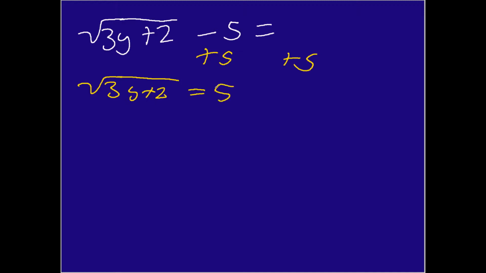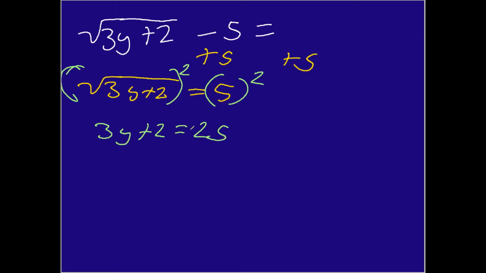Now, this is where things depart from how we normally solve an equation from what you learned in basic algebra. What we want to do now is square both sides. If we square both sides, we're able to remove the radical and then solve this as a regular equation. So I end up with the following. I square both sides, and then I end up with 3y plus 2 equals 25.